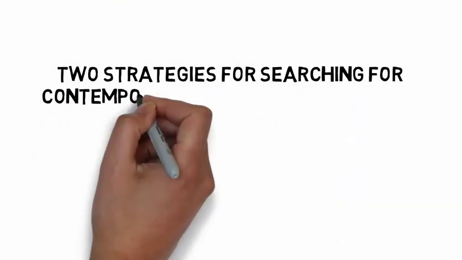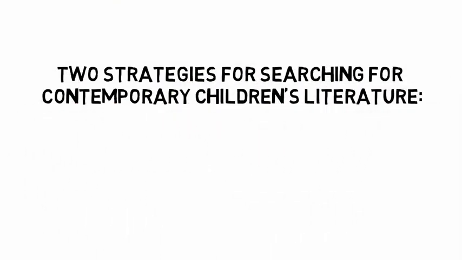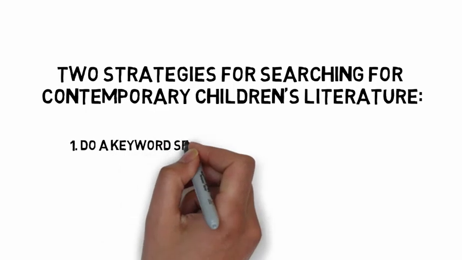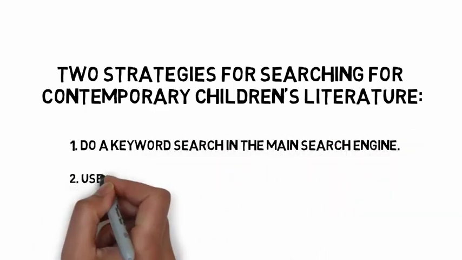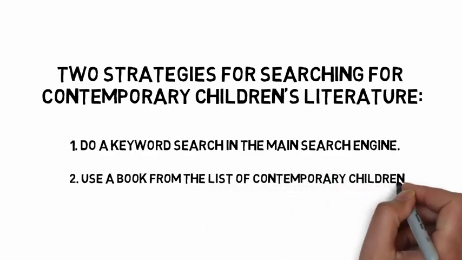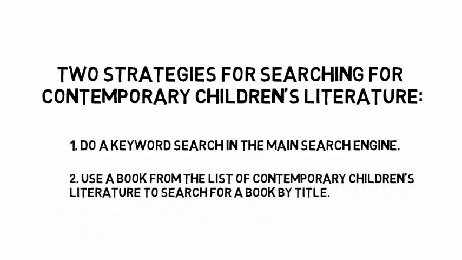To summarize, this video has demonstrated two strategies for searching for contemporary children's literature. One, do a keyword search in the main search engine on the Carleton University Library homepage. And two, use a book from the list of contemporary children's literature currently in the Carleton University Library collection to search for a book by title.